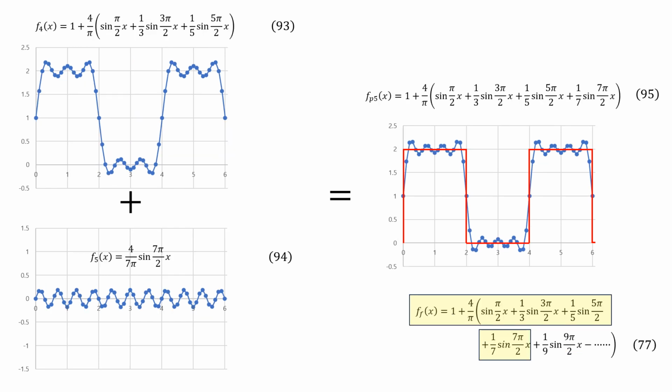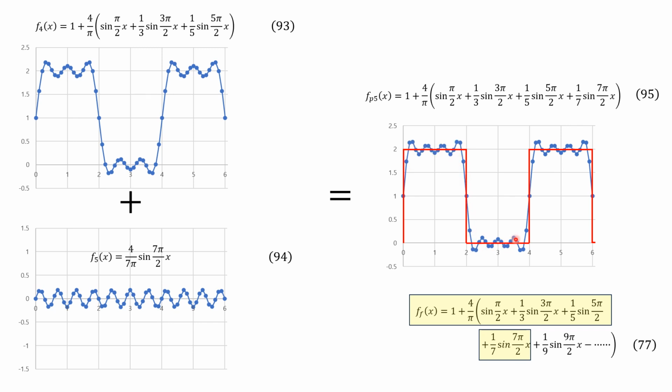Continuing, the fifth term of the Fourier series can be expressed as f5(x), as shown in equation 94. By adding equation 94 to equation 93 obtained previously, the sum fp5, up to the fifth term of Fourier series equation 77, can be obtained as equation 95. If equation 95 is graphed, it becomes the blue line in the figure on the right.